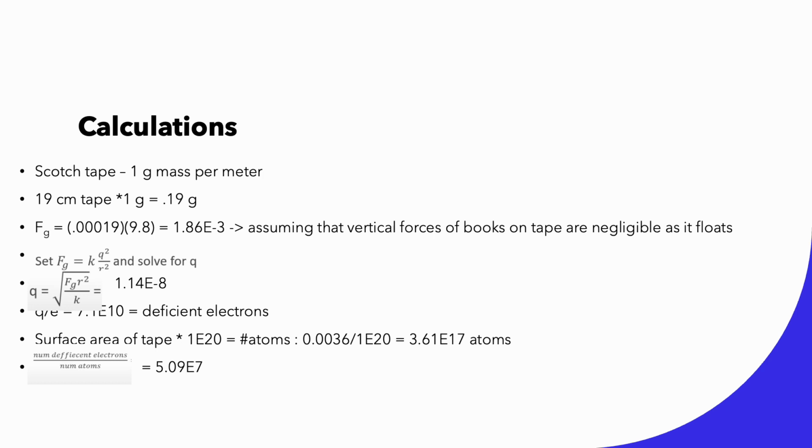And then the surface area of the tape times 1 times 10 to the 20th power was equal to the number of atoms. So this calculation was done by dividing 0.0036 by 1 times 10 to the 20th power, and we got 3.61 times 10 to the 17th atoms total. And so the number of deficient electrons over the number of atoms is equal to 5.9 times 10 to the 7th power.